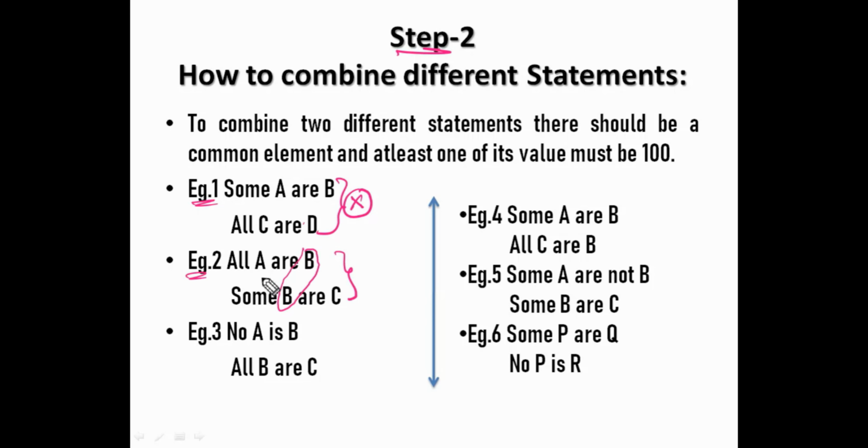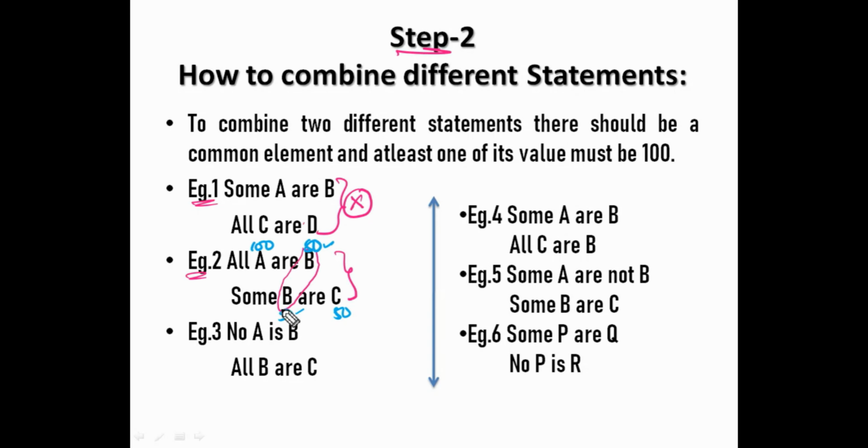In 150 method, what are the values to assign for subject and predicate? All means 150. Some means 50 and 50. So there should be a common element, and along with that, at least one of its value must be 100. So here, what is the value of B? 50. Here also, what is the value of B? 50 only. At least one is 100?